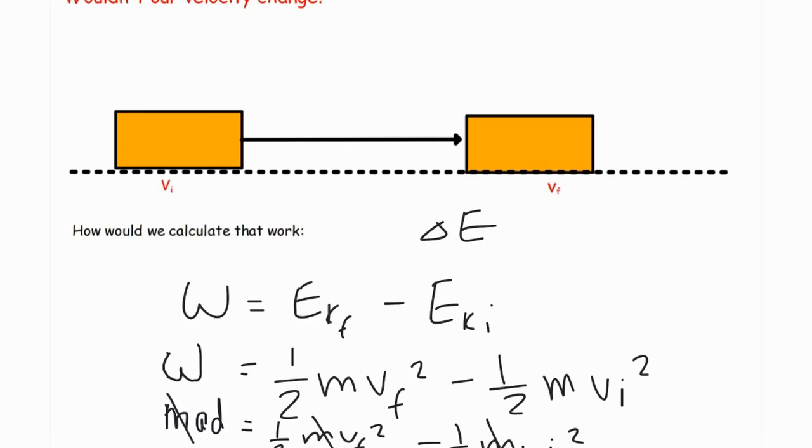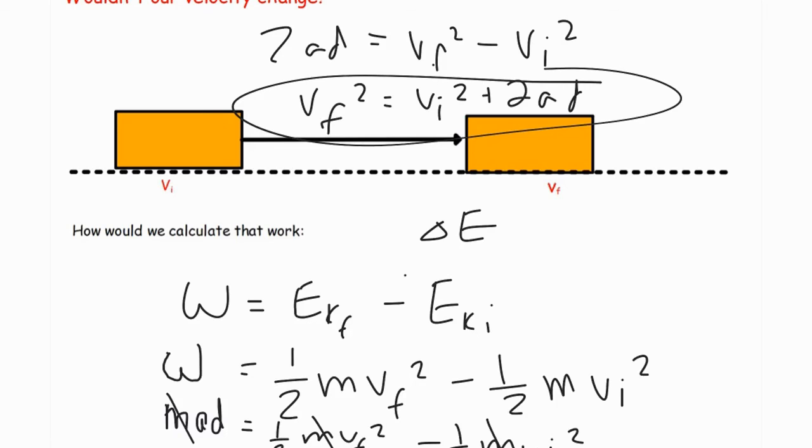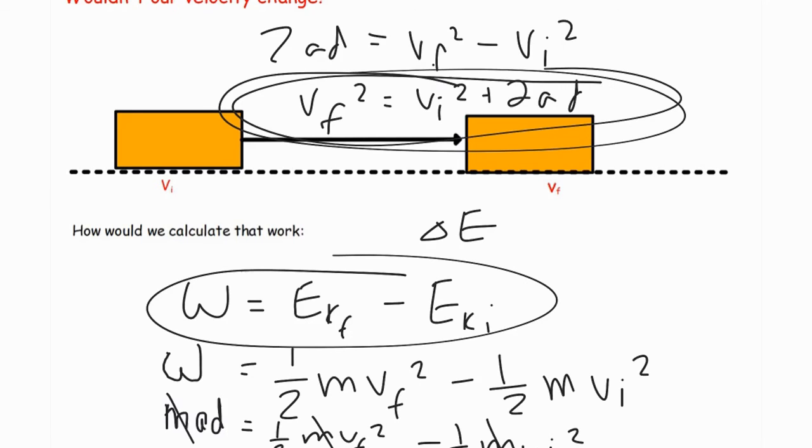Don't need any of those masses. I can maybe multiply everything by 2. I'm going to move up to the top here. 2ad is equal to vf squared minus vi squared. So I get vf squared is equal to, I move vi squared over there, vi squared plus 2ad. Hey, there's a kinematics equation. The idea here being that, just like last week, we can use energy or we can use kinematics. The nice thing about physics is that it's universal.